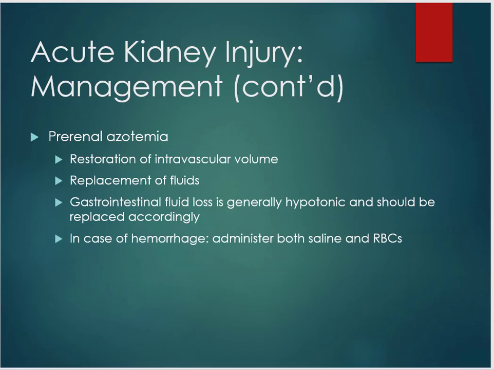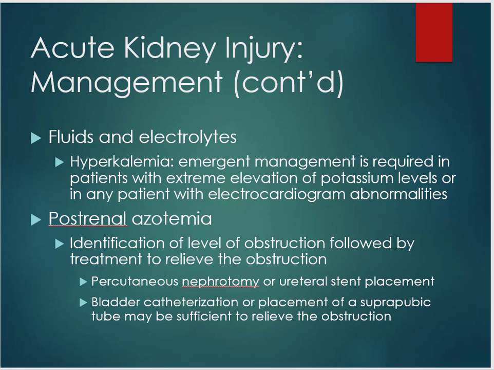In prerenal azotemia, the goal is restoration of the intravascular volume. You want to replace fluids. If GI fluid loss is generally hypotonic, it should be replaced as well. And if there is blood loss, then you'll want to give both fluids and packed cells. It's important to assess fluids and electrolytes, because with these conditions you can have hyperkalemia, and this can lead to an emergent situation if not managed appropriately. And we know that elevated potassium can cause electrocardiographic abnormalities.